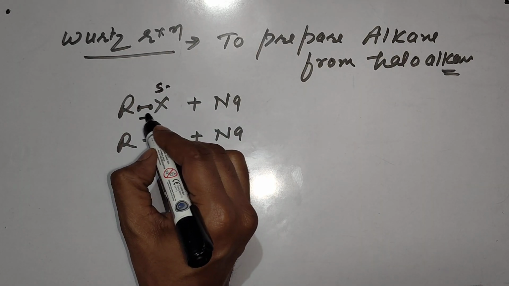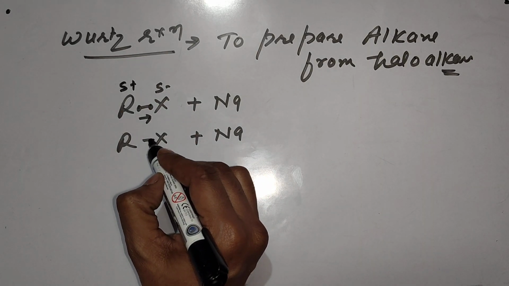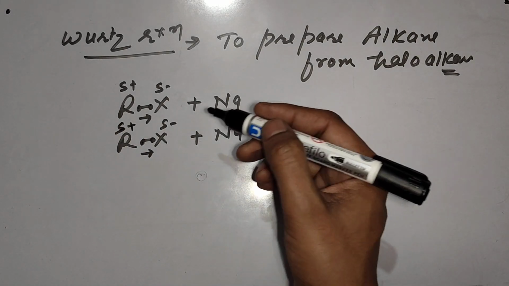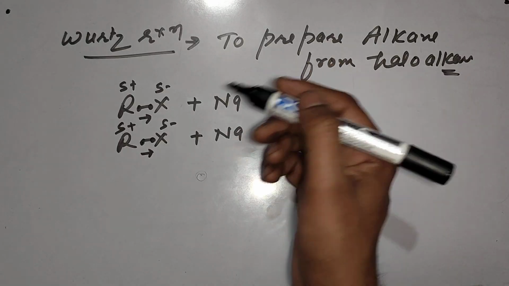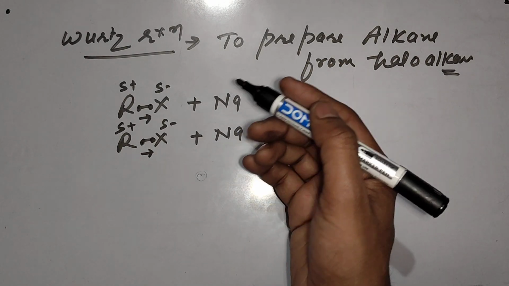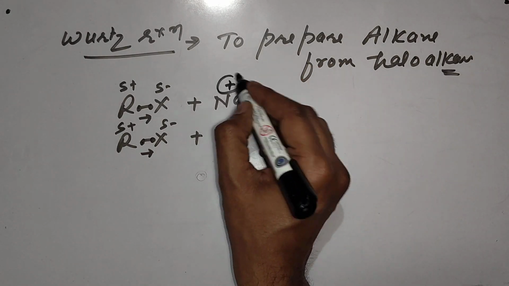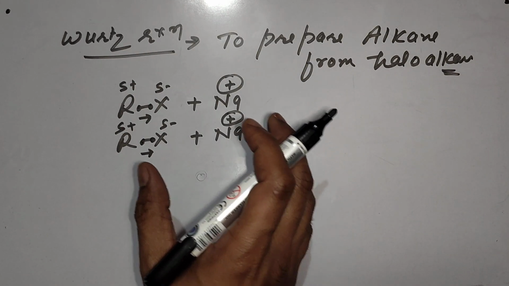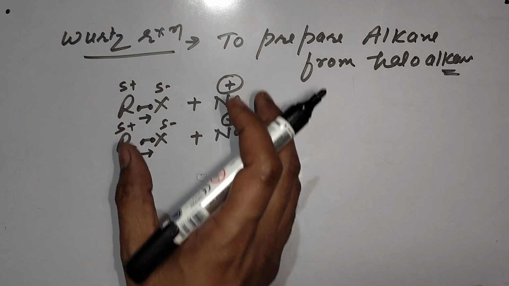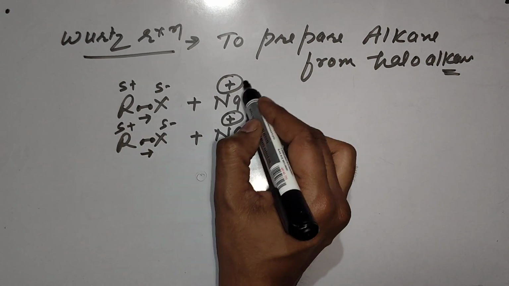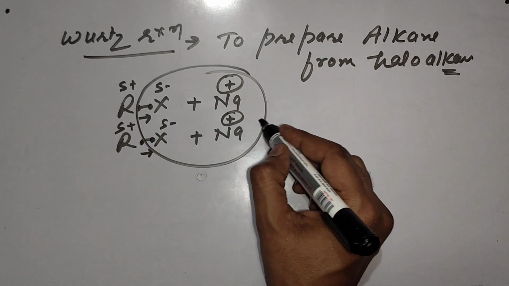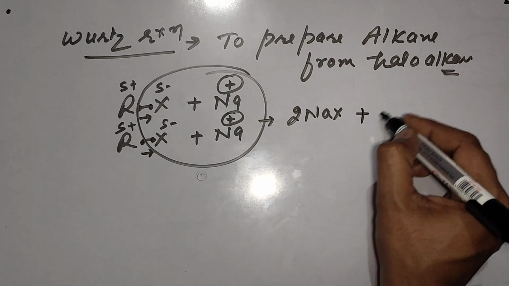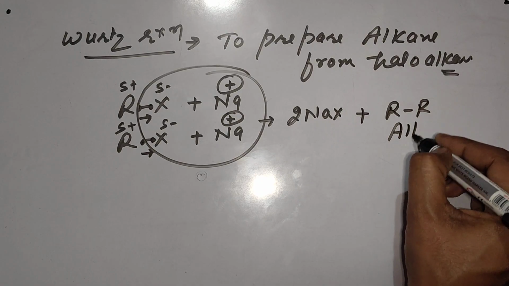X is negative because it is more electronegative than R. Same here, X negative, R positive. Sodium we know is a positive particle. From lower classes we know the valency of sodium, +1. I am not telling the exact mechanism. I am just telling you the way in which you can understand and learn that reaction. Now positive and negative particles will combine together. 2NaX will be eliminated, and the two R groups just combine. This RR will be alkane.